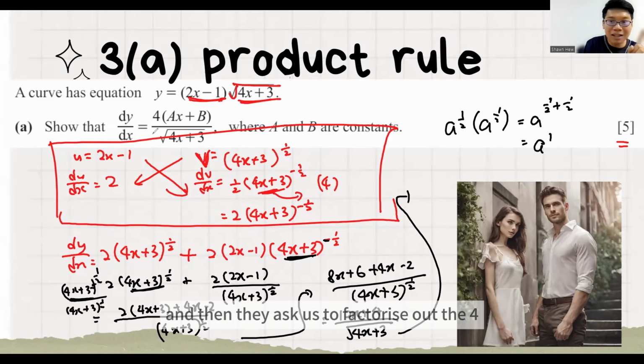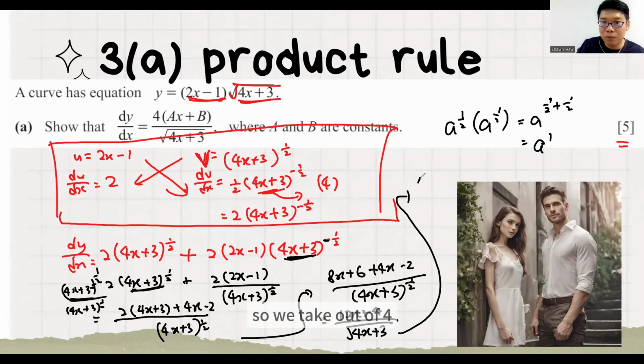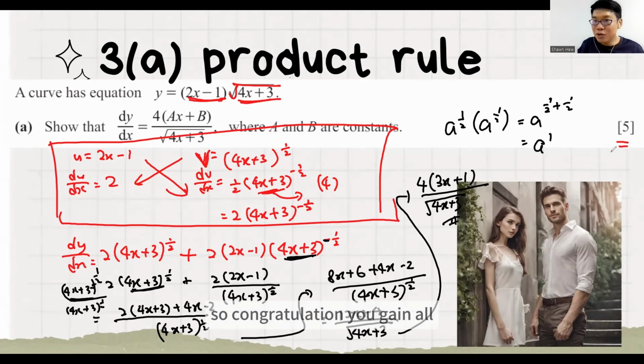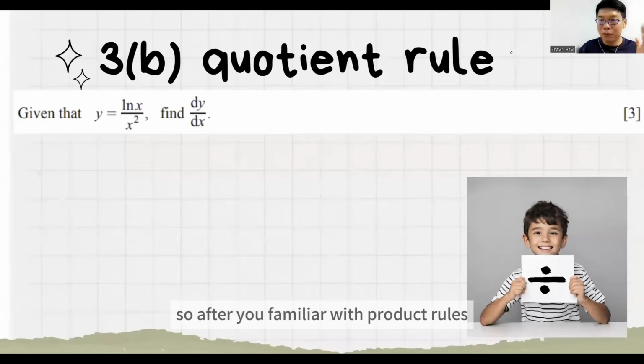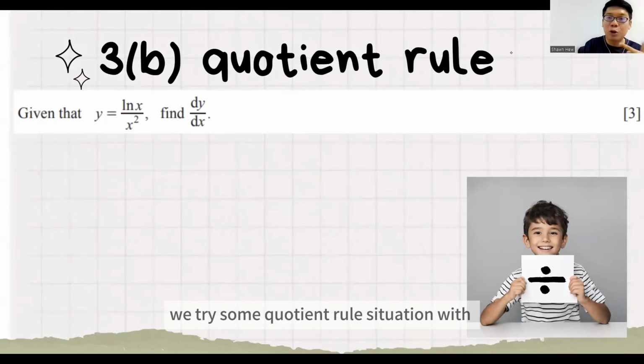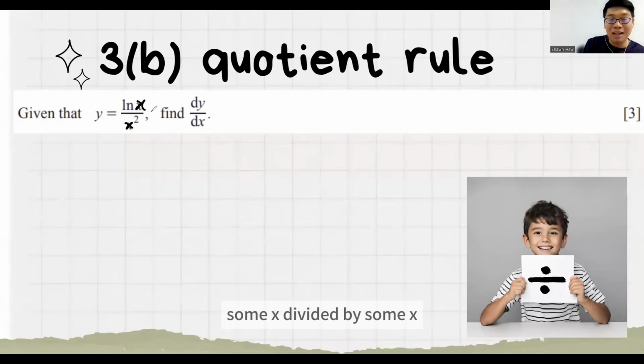And then they ask us to factorize out the 4, so we take out the 4. So congratulations, you gain all 5 marks. After you're familiar with the product rule, we try some quotient rule situation with some x divided by some x.